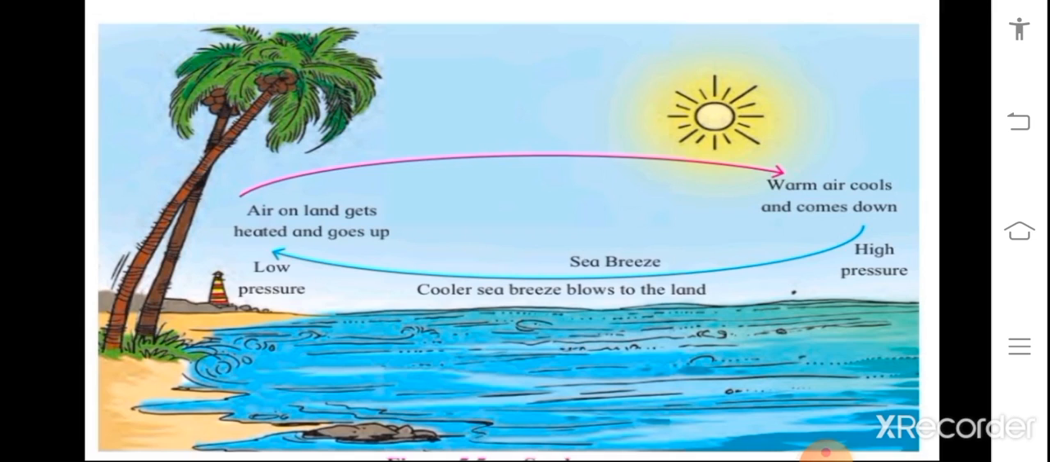Now you have to observe this diagram, figure 5.5 A. The name of the diagram is sea breeze. Here you can see this picture of a beach. Here you can see the sand. We love to sit over here and enjoy the waves. Now, during the daytime, sea breeze is blowing, meaning from sea to the land. This is land and this blue color is sea.